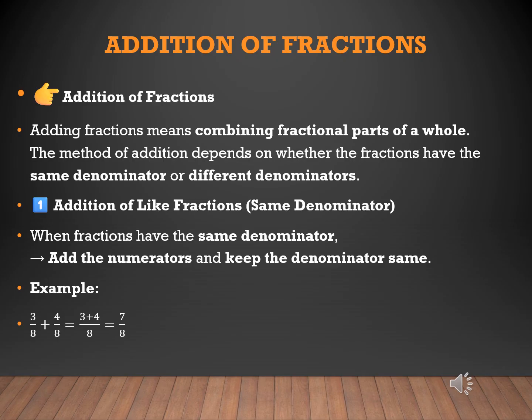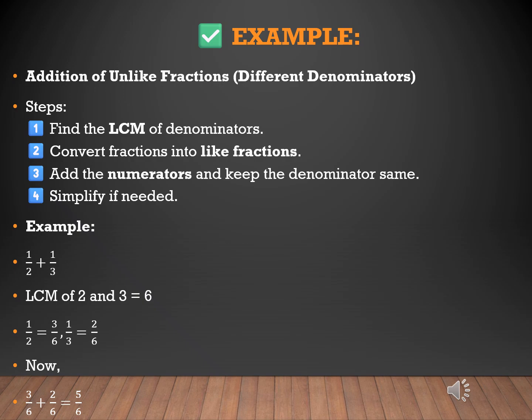Now addition of unlike fractions, that is different denominators. First step, find the LCM of the denominators. Second, convert fractions into like fractions. Third, add numerators and keep the denominator same. Fourth, simplify if needed. For example, 1 by 2 plus 1 by 3.